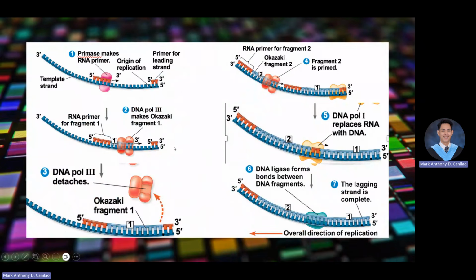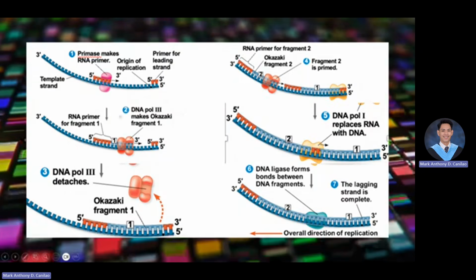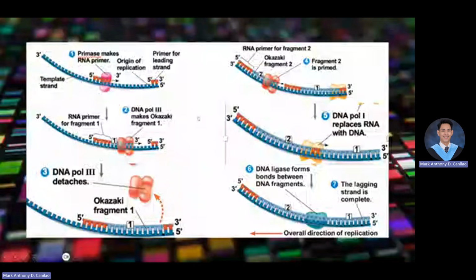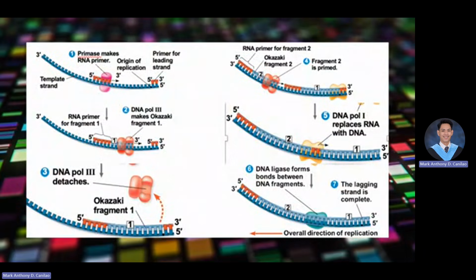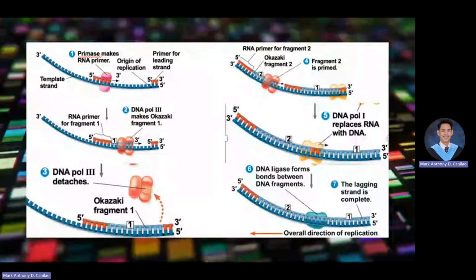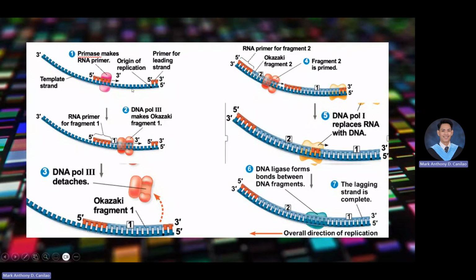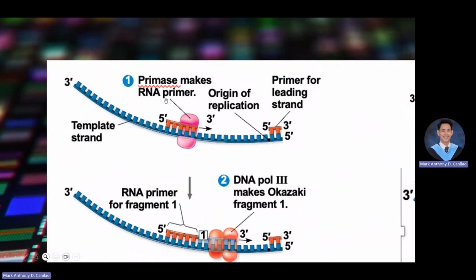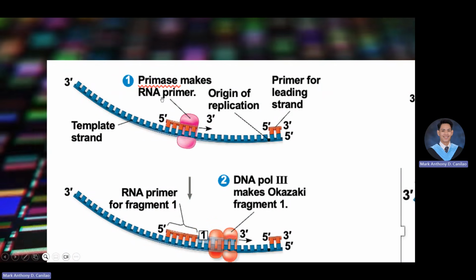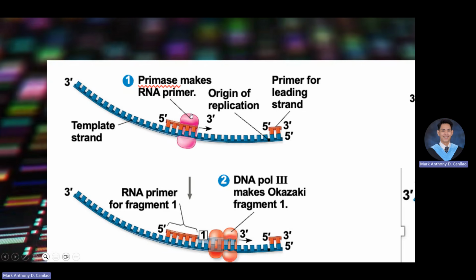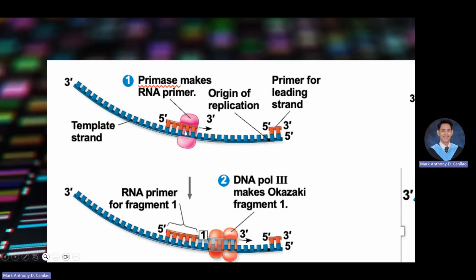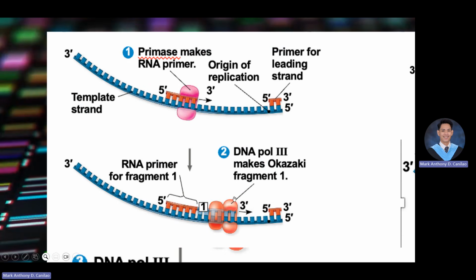Next, we have the process of elongation in the lagging strand. For us to understand how elongation happens in the leading and lagging strand, we have to discuss in depth how it happens. But for the first one, let us focus on the lagging strand. You can see in the image, first, the primase makes an RNA primer. The pink one is the primase and it creates an RNA primer, the red one. DNA polymerase 3 makes Okazaki fragment 1. As we mentioned earlier, DNA polymerase 3 will bind to the RNA primer.